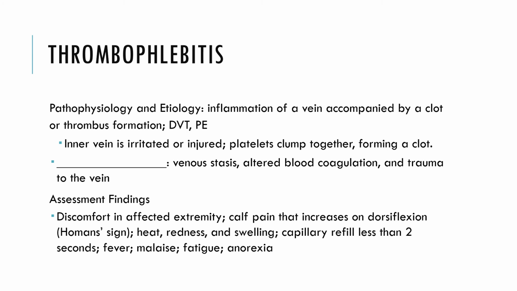Thrombophlebitis, we have already talked about this. It's the inflammation of a vein accompanied by a clot. So we're talking about our DVTs, PEs. The inner vein is irritated or injured, platelets clumped together, which is forming that clot. The Virchow's triad is your venous stasis, altered blood coagulation, and trauma to the veins. So the triad that we're looking at.